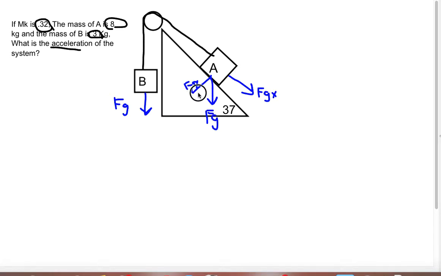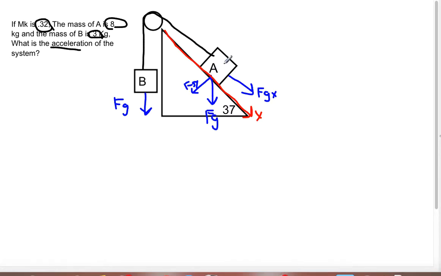And we label it like that because we have been told by our book that the easiest way to solve these problems is to assign the x-axis to the slope of our inclined plane. So this is going to be our x-axis. This F of G of X is going parallel to the x-axis, and F of G of Y is going straight into the block, or perpendicular to the x-axis.